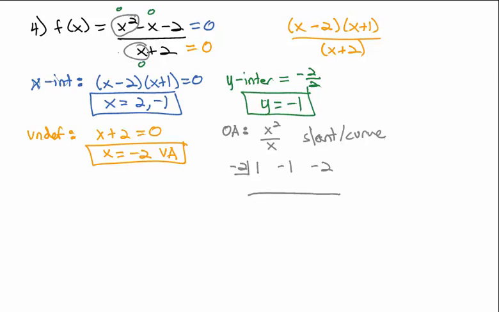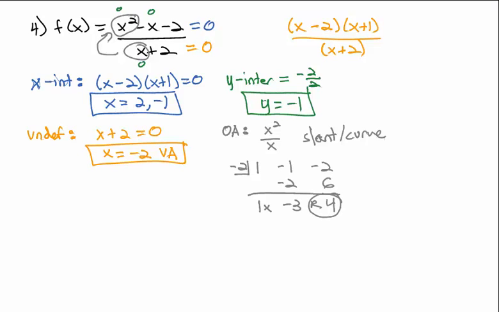We're going to synthetically divide the denominator into the numerator. Gives us 1, negative 2, negative 3, 6, and 4. So it's going to be 1x minus 3 with a remainder of 4.